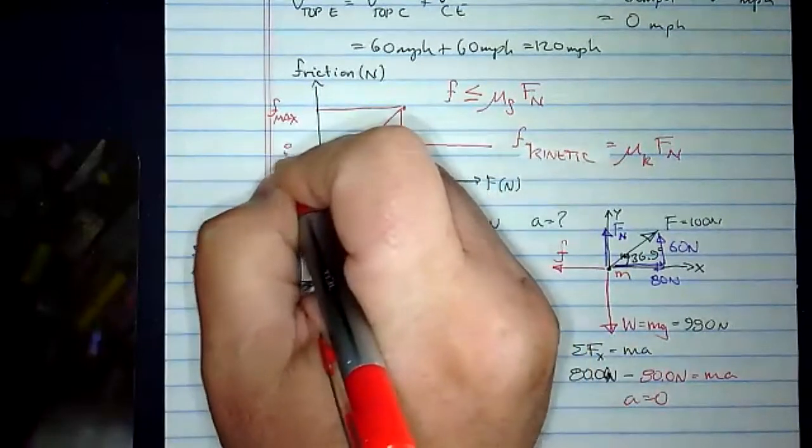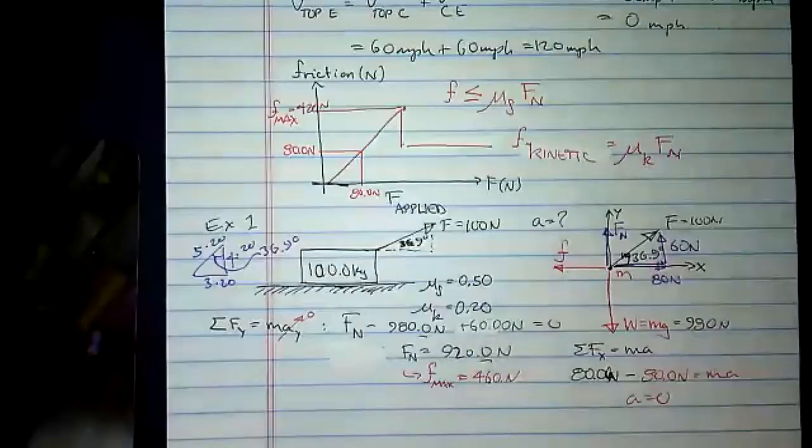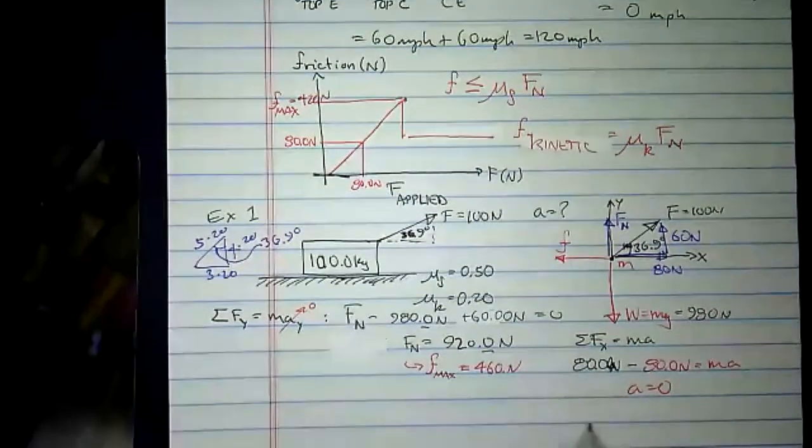And that means this is 80.0 newtons. And this force, of course, is 420 newtons. So that's why we got 0 acceleration. That's why I put the 80 in there. Does that make sense to everyone?